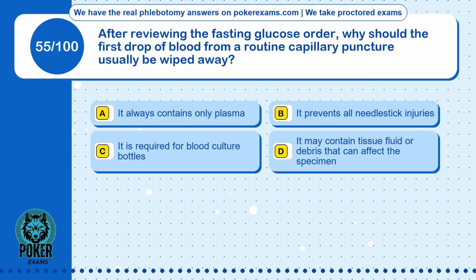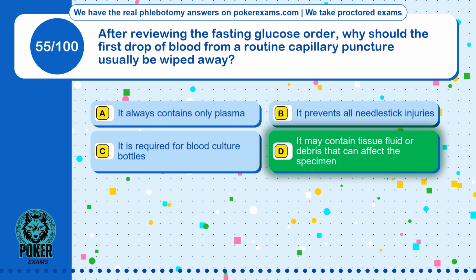Question 55. After reviewing the fasting glucose order, why should the first drop of blood from a routine capillary puncture usually be wiped away? Option A. It always contains only plasma. Option B. It prevents all needle stick injuries. Option C. It is required for blood culture bottles. Option D. It may contain tissue fluid or debris that can affect the specimen.